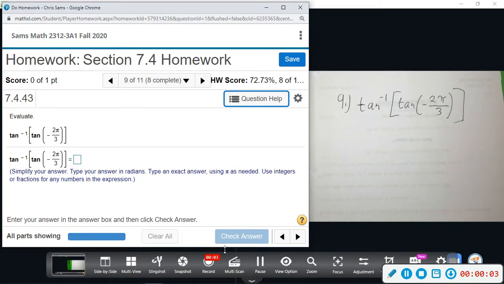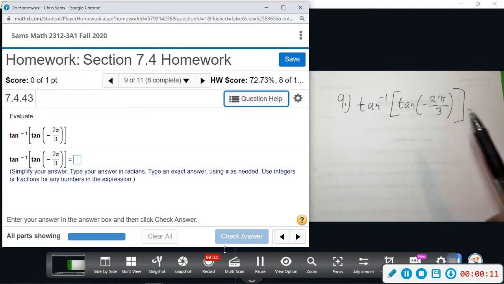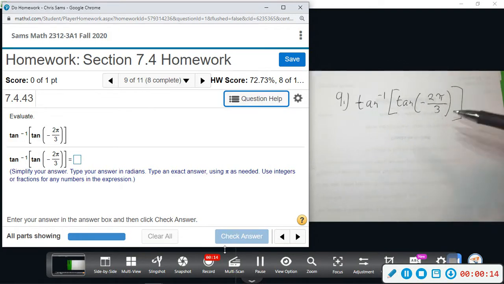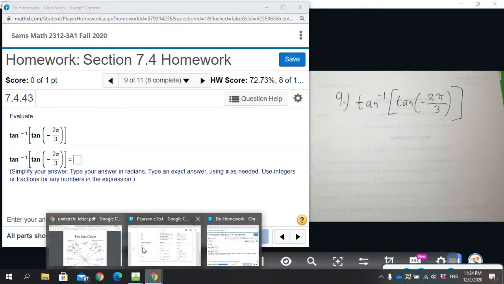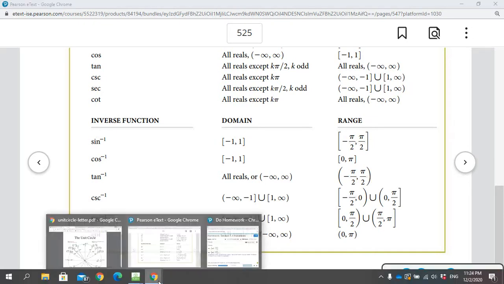Alright, number 9, we're going to do the inverse tangent of tangent of negative 2 pi divided by 3. So it's probably better to just solve this outright from the unit circle and then find the value here. What you have to keep in mind are the restrictions on inverse tangent. So if I go back just to verify the restrictions on inverse tangent, because that's the final one, we have to be between negative pi over 2 and pi over 2, meaning we have to be on the right side.